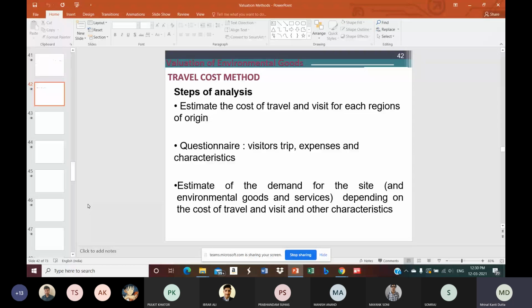So that is also normally tried to be estimated based on the time which is taken for undergoing the travel or maybe carrying out the travel. So that is another thing which I wanted to tell you. So based on all these things, the demand for the site will be estimated depending on the cost of travel and visit and other characteristics. So when you talk about cost of travel, we're also trying to take into account the time cost involved in the entire process.